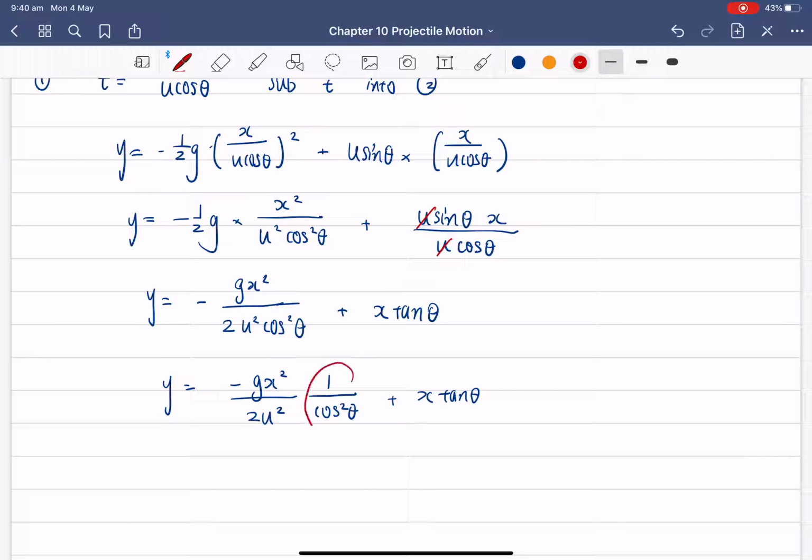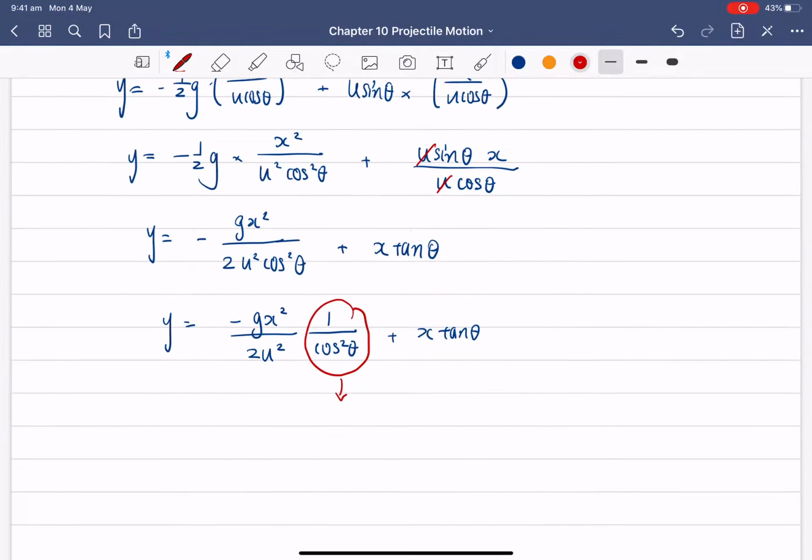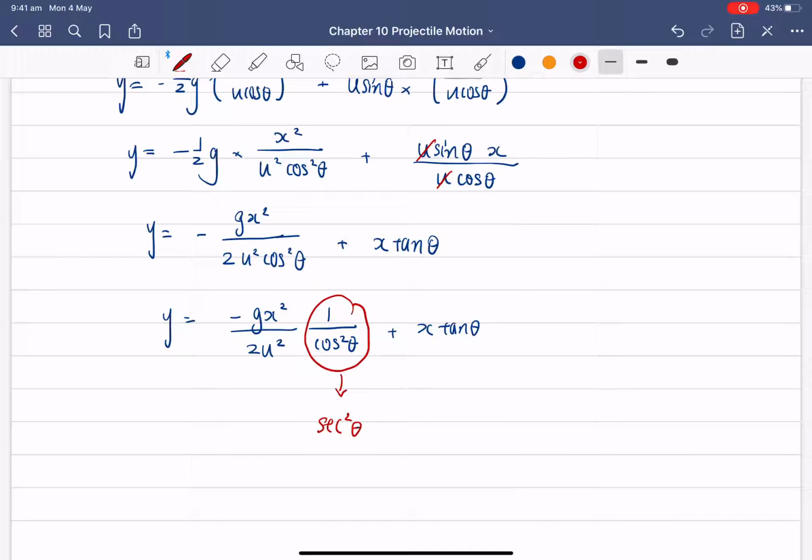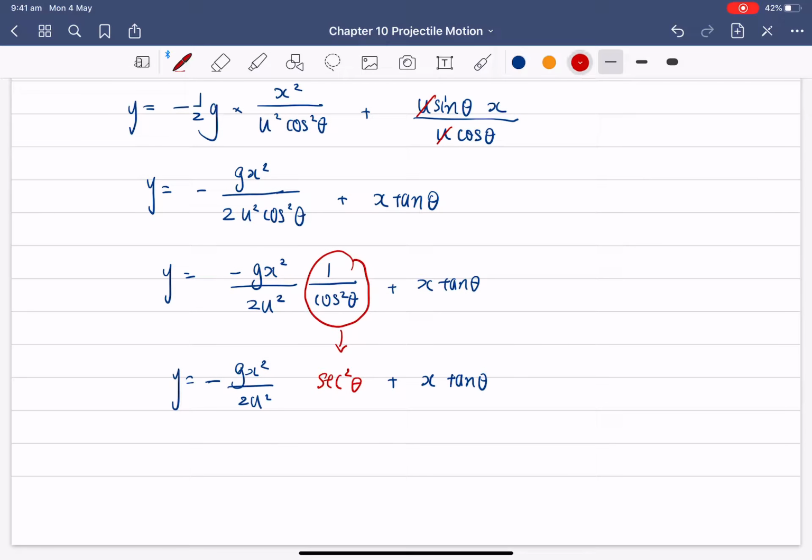I hope you remember that 1 over cosine squared theta can be changed into sec squared theta. Then we further change that sec squared theta into 1 plus tangent squared theta, just because I want everything in terms of tangent. So it's much easier for us to do the further calculation. Now, as you can see, this is the equation of the path.